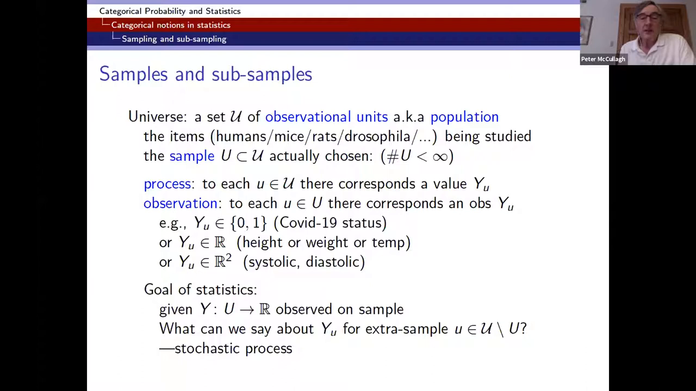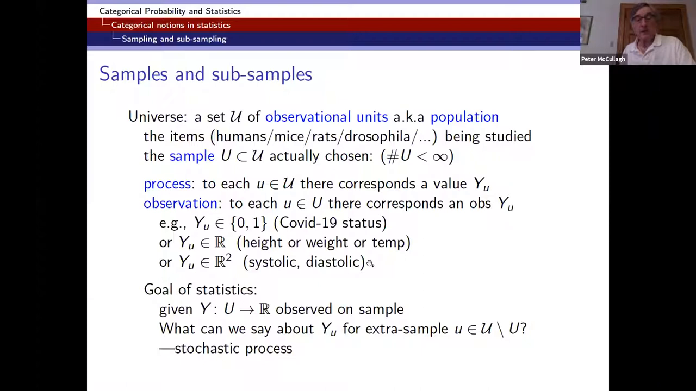And so the process is in some sense usually infinite. It doesn't really matter a great deal whether script U is finite or infinite or countably infinite or non-countably infinite. But usually it'll be at least infinite. And the observation is just the restriction of the process to the sample.